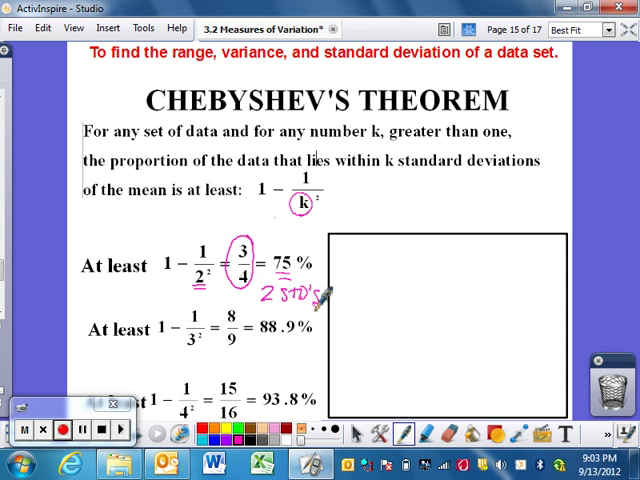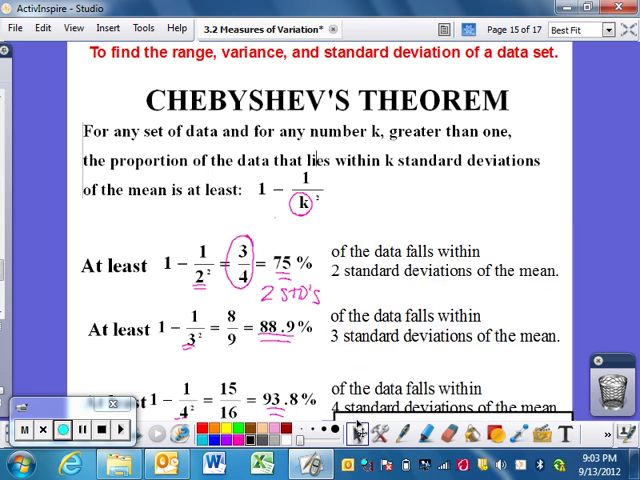Alright? Within 3 standard deviations, 88.9%. Or 4 standard deviations, 93.8%. Now there's a couple other theorems as this class progresses that use this kind of idea, but you will see that in a mere moment. Alright, so I kind of spell this out for you. So all of it, 2, 3, and 4, depending upon what you're looking for.